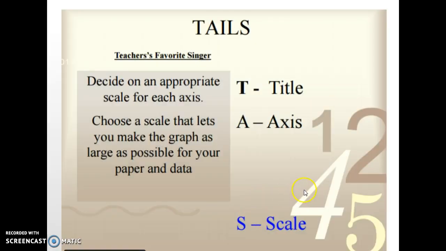To figure out how to scale your axes, you need to figure out which scale is most appropriate for your data, and you need to make sure that your graph takes up the majority of your paper. If you have a piece of paper that is this big and you are only using this much of the paper, you aren't utilizing your space, and all of this data is going to be cramped into a little tiny spot. So we want to make sure that we use all of the available space that we have.